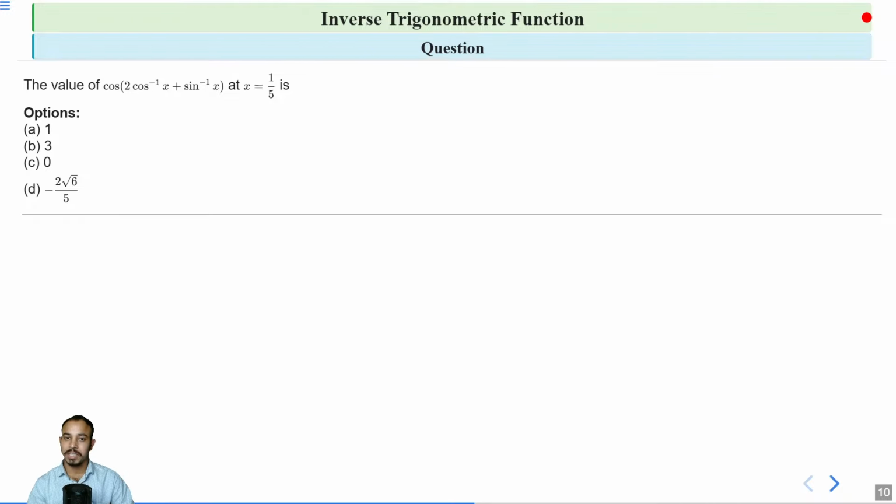Okay, I am giving a hint here. You can write 2 cos inverse x plus sine inverse x as cos inverse x plus sine inverse x plus cos inverse x. And then try to recall the formula for sine inverse x plus cos inverse x. Which option is correct here?